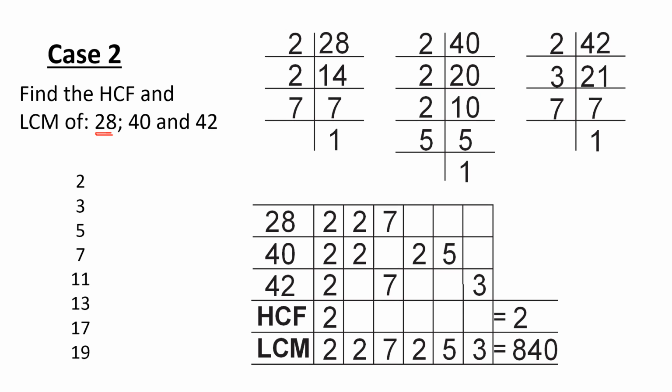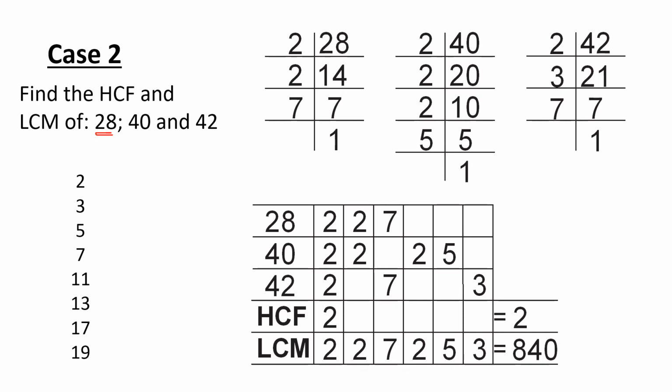Now let's go to 40. Is there a 2 already? Yes, write it down. Is there another 2? Yes, write it down. Is there yet another 2? No, there's nothing there, so I write it in its own column. And the same for the 5. Now, 42 divided by 2 is 21. 21 divided by 3 is 7. And 7 divided by 7 is 1.